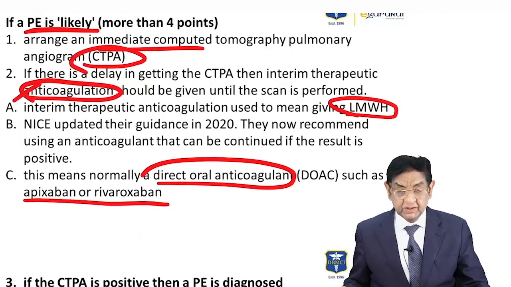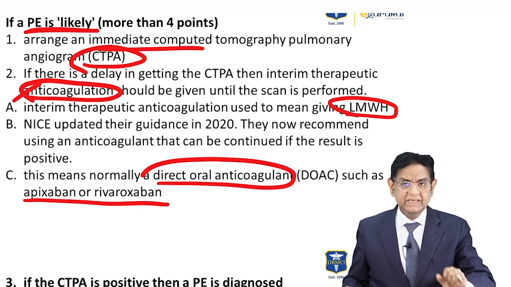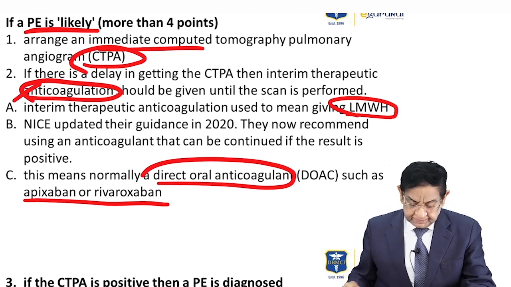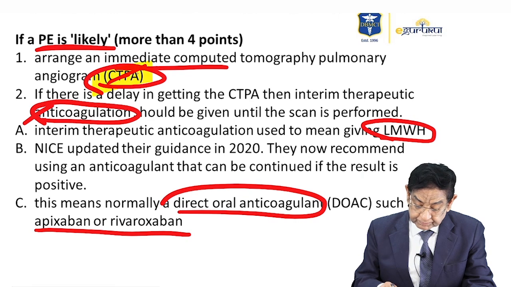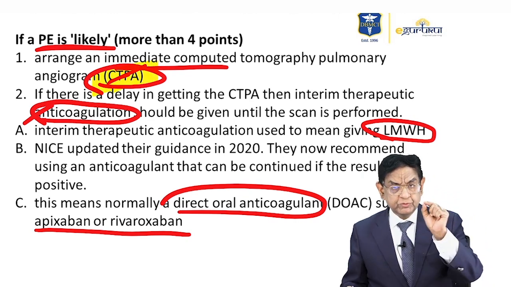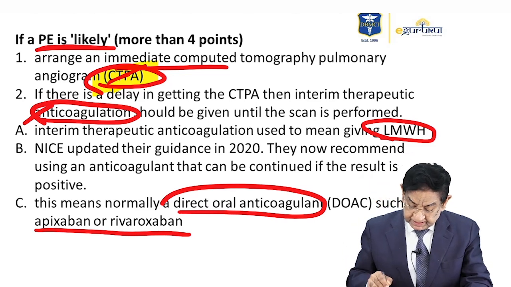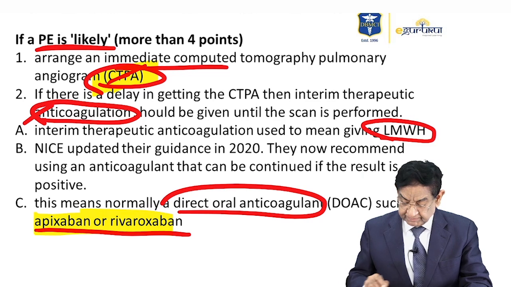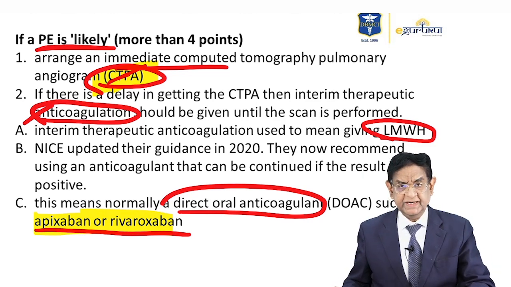Okay, so to summarize what he's saying, you have done the Wells score and the score is more than 4. It is more likely that the patient has pulmonary embolism. Then go for CTPA immediately. But if for any reason there is a delay in CTPA, start rivaroxaban or apixaban. Only 2 keywords to be remembered in this particular slide.